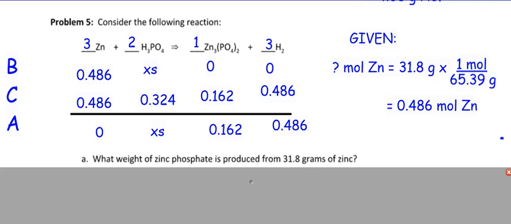All right, so we know we had 31.8 grams of zinc. So I convert it to moles. By the way, hopefully I balanced it right. And so I subtract out, add, add. And then what are they asking for? What's the weight of zinc phosphate? Well, this is not the weight, this is the moles, isn't it? So go ahead and calculate your mass of zinc phosphate.